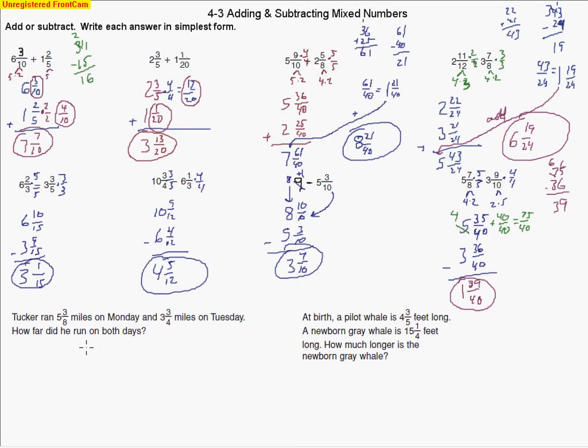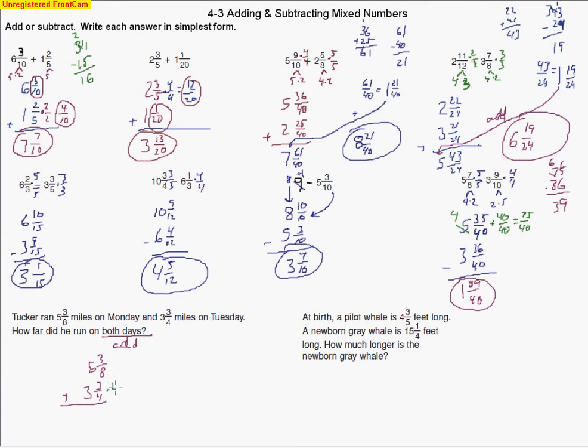Let's take a look at our last two problems, or some word problems. So looking at this one, it says Tucker ran 5 3/8 miles on Monday, 3 3/4 miles on Tuesday. How far did he run on both days? So both days means that we need to add these two numbers together. And so I have 5 3/8 and 3 3/4. I'm adding them, so I need to come up with that common denominator.